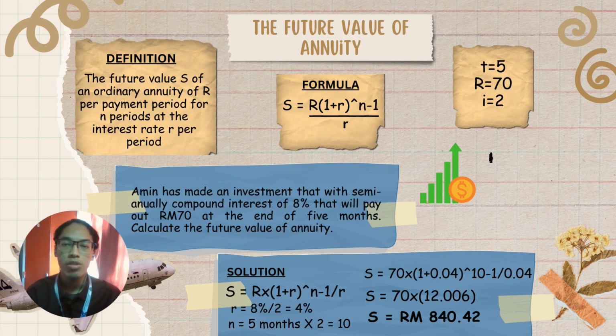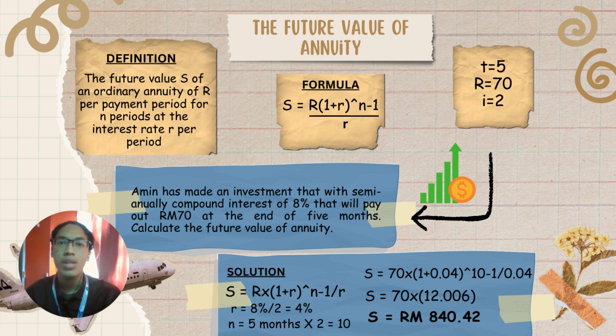So, we continue to the future value of annuity. The future value of annuity is the future value of an ordinary annuity of uppercase R per payment period for n periods at the interest rate lowercase r per period. The formula that we can use to find this amount is uppercase R times in bracket 1 plus lowercase r, close the bracket, to the power of n, minus 1, divided all by lowercase r, where uppercase R is the payment, lowercase r is the interest rate per year divided by the number of compounds per year, and n is the number of compounds per year times the number of years.